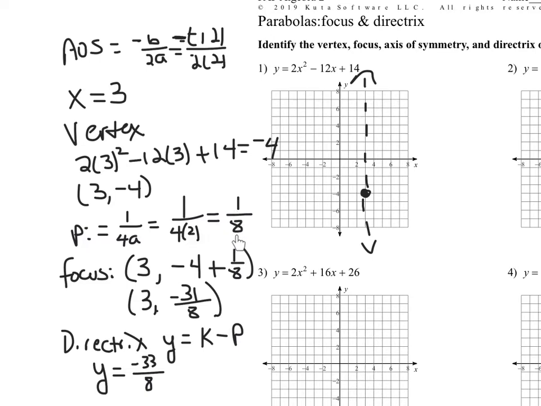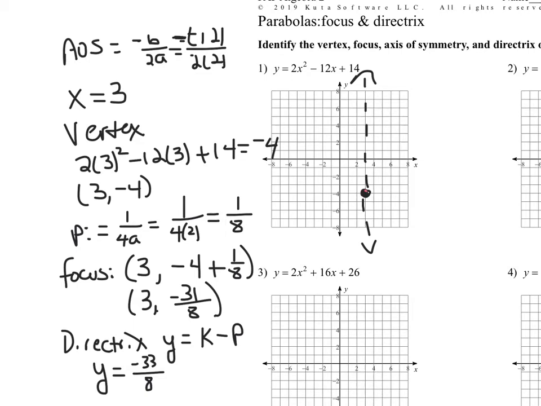So the distance from the focus to the vertex is very, very small. 1/8 is not very big, and on this graph it's going to be very hard to try to draw that in, because even my dot right here is bigger than that. 1/8 would be about right there, and then 1/8 in the other direction would be right there. So that's really, really tight. But we're going to go ahead and try to graph it anyway.